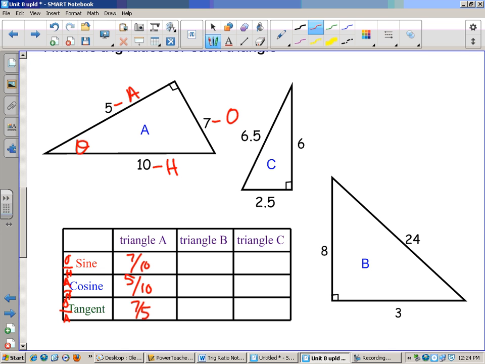Okay? So let's say this one is alpha. Find the sine, cosine, and tangent of angle alpha for triangle B.